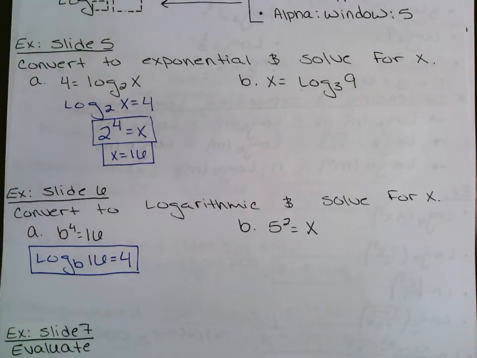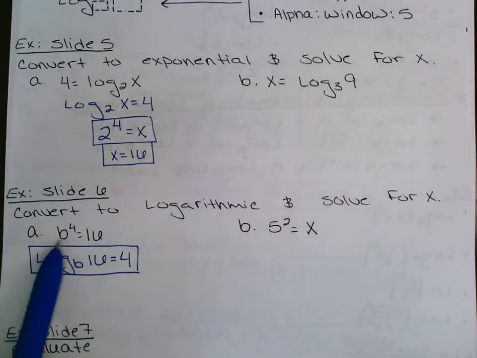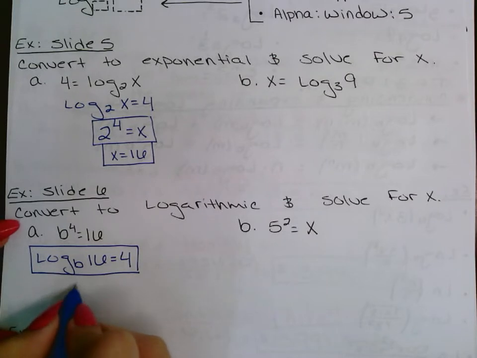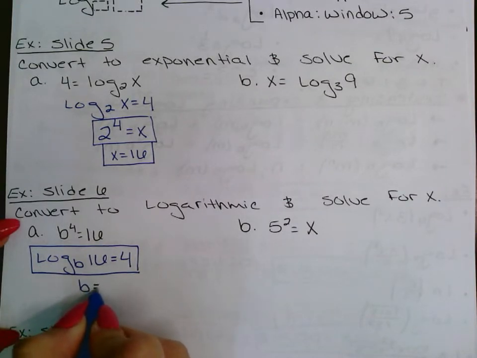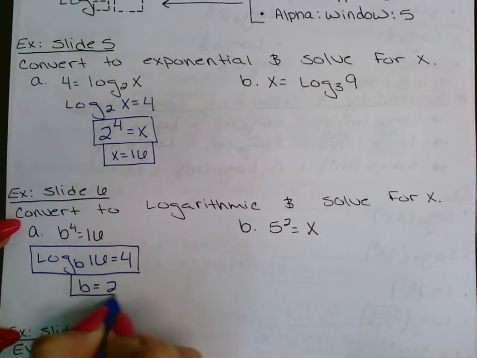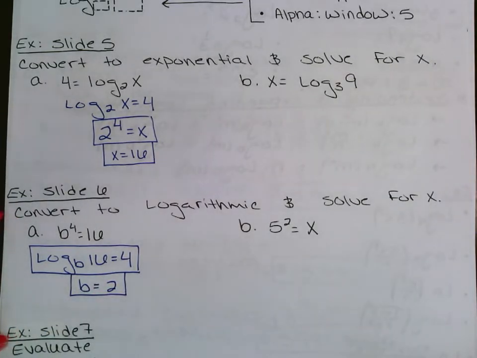Without your calculator, do you know how to do that log off the top of your head? No. Can you kind of figure out blank raised to 4 equals 16? What do you think B is? 2. 2 to the 4th power equals 16. All right, take a minute, pause, and try B on your own.